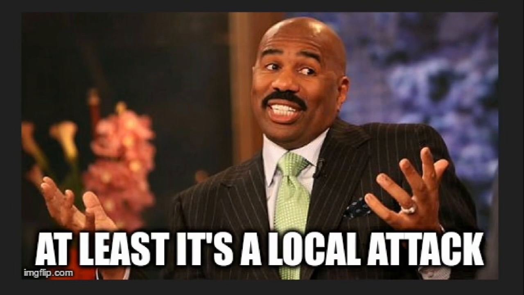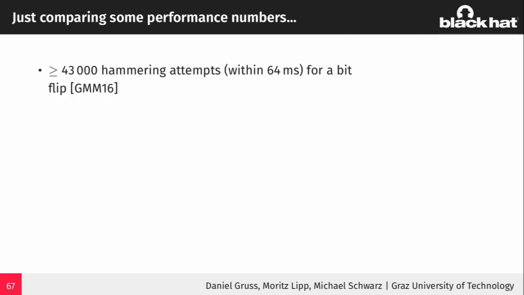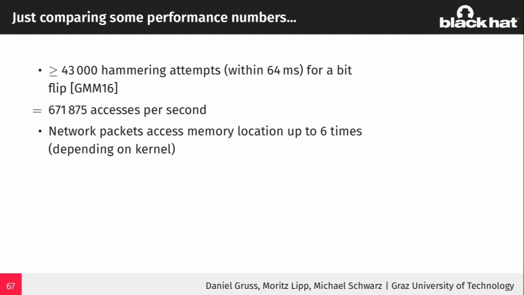Okay, let's just compare some performance numbers. For Rowhammer, the reports were that we need at least something like 43,000 hammering attempts, so 43,000 uncached memory accesses within 64 milliseconds. That's just below 700,000 accesses per second. While handling network packets, we actually access the same memory location up to 6 times, depending on the specific kernel that is used. So that means if we can handle something like 111,000 packets per second, we could theoretically do something there, right?